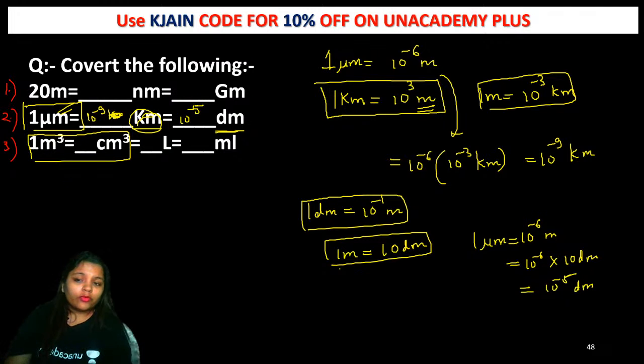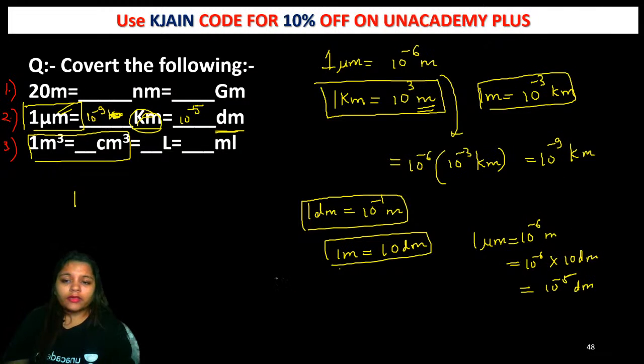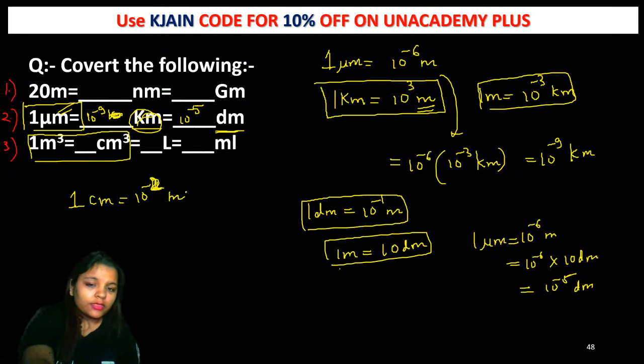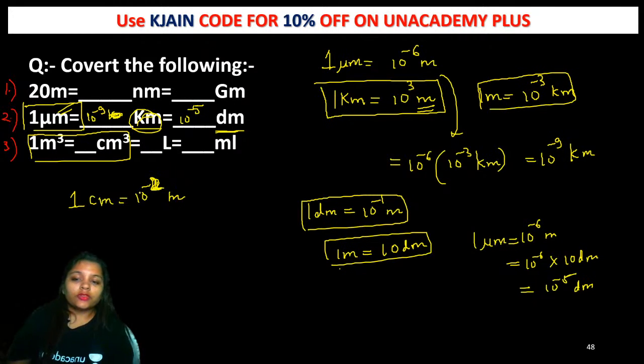For this, we have to know what is meter, what is centimeter, what is the relation between them. See, centimeter is written over here. So I can write 1 centimeter is equal to 10 to the minus 2 meter. See over here, 10 to the minus 2. So 10 to the minus 2 meter, or 1 meter is equal to 10 raised to power 2 centimeter.